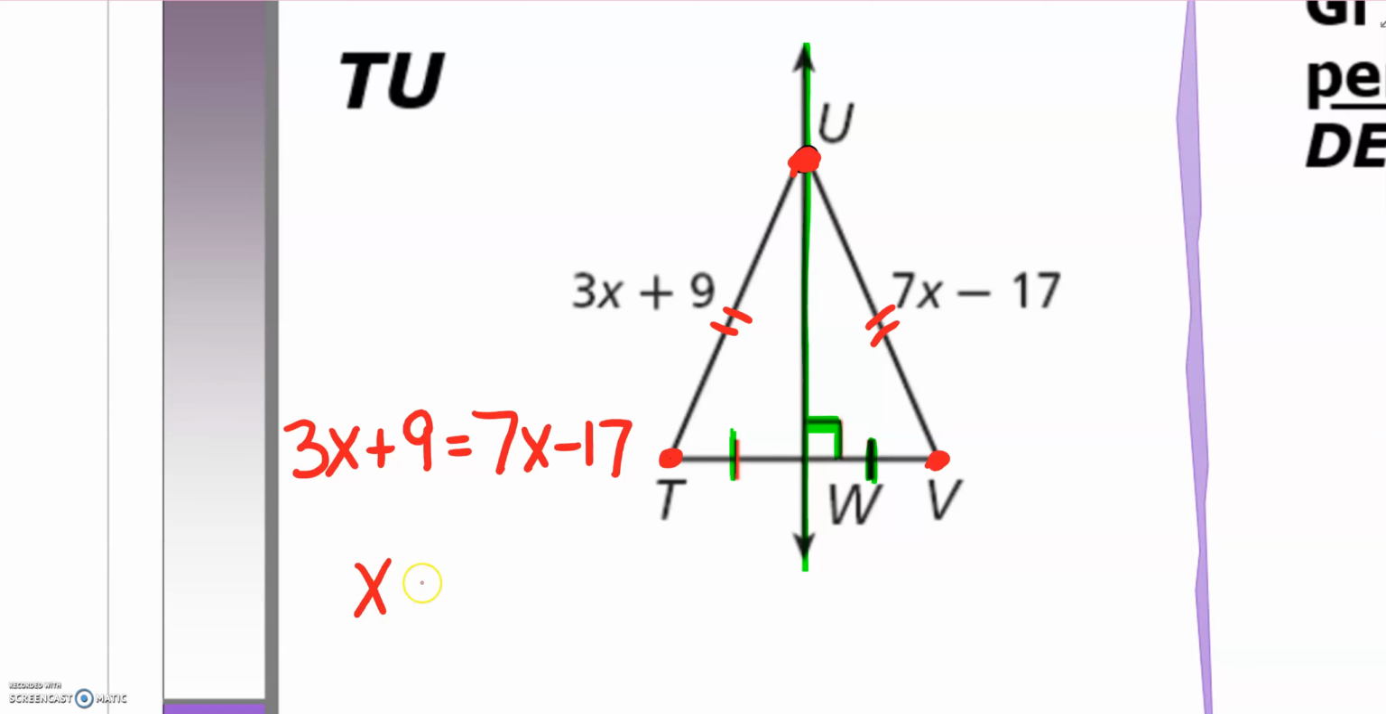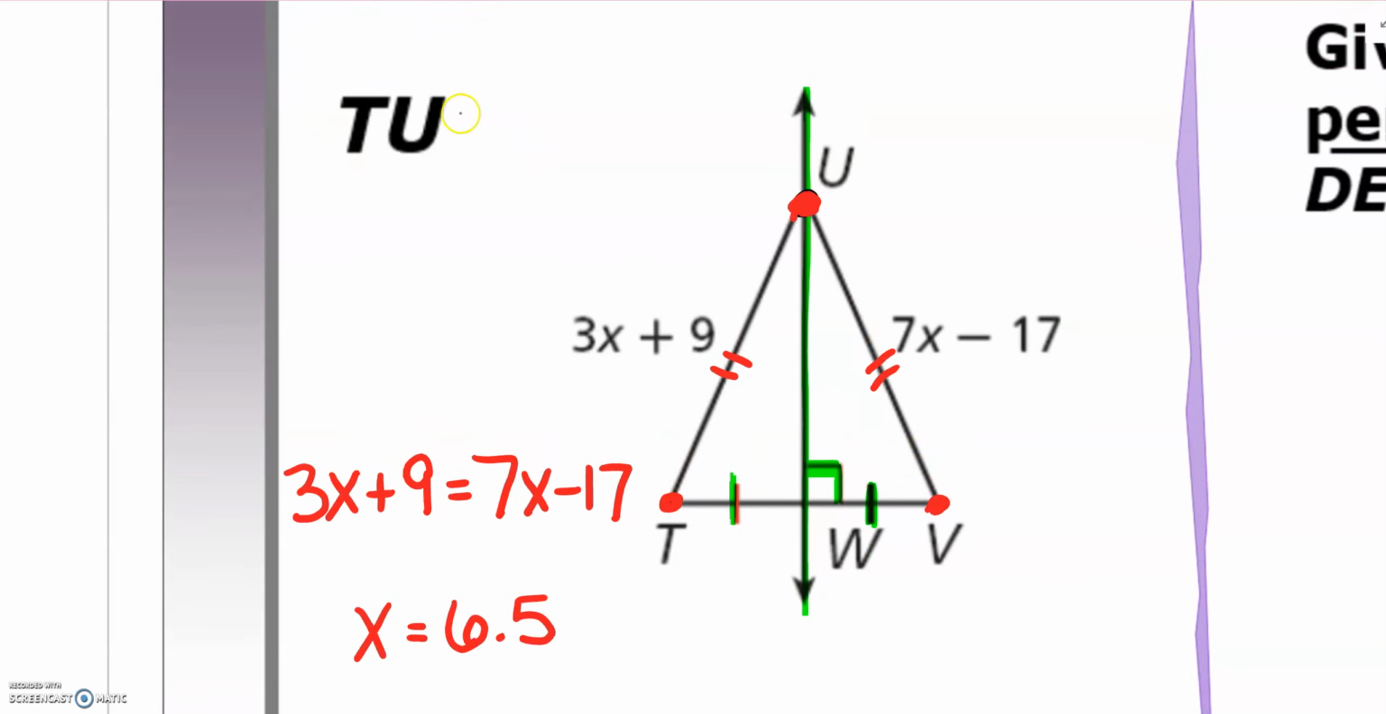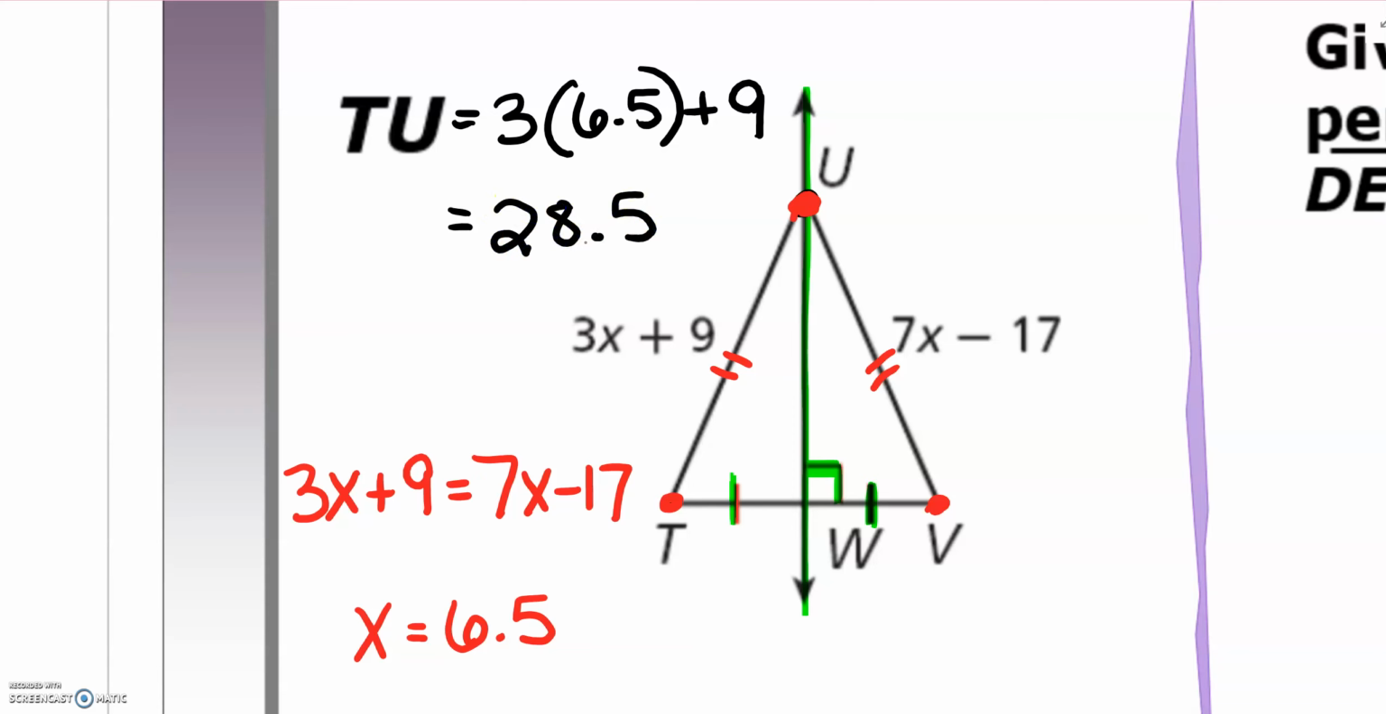In the end, you should find that x equals 6.5. And then we ask, are we done with the problem? Well, no. They didn't ask me for x, they asked me for TU. So TU, while it was 3x plus 9, I now know x is 6.5. So 3 times 6.5 plus 9 winds up giving me a value of 28.5.